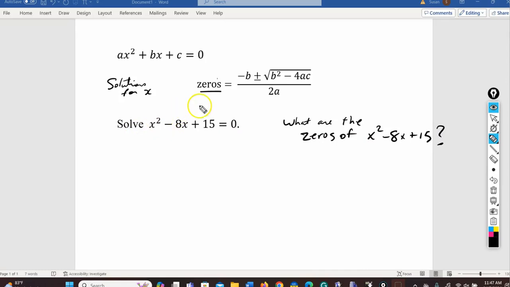So we haven't learned this formula yet, haven't done anything with it. One way to solve that would be to factor it, if you can. And this one factors pretty easily. Two numbers that multiply together to give you positive 15, but at the same time add up to give you negative 8. And negative 5 and negative 3 will work. Negative 5 times negative 3 is positive 15, and negative 5 plus negative 3 is negative 8.